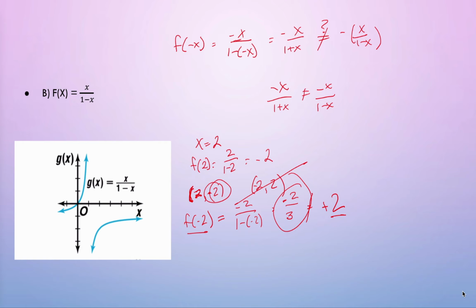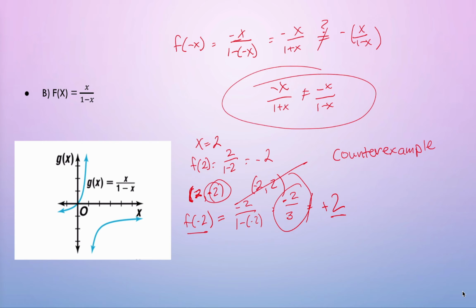So what we just found is called a counterexample. And finding a counterexample is often the easiest way to show that something is not true. So here we show that this function is not symmetric with respect to the origin by finding a point where f of negative x does not equal negative f of x. Or we can show it, we can prove it for all x up here.